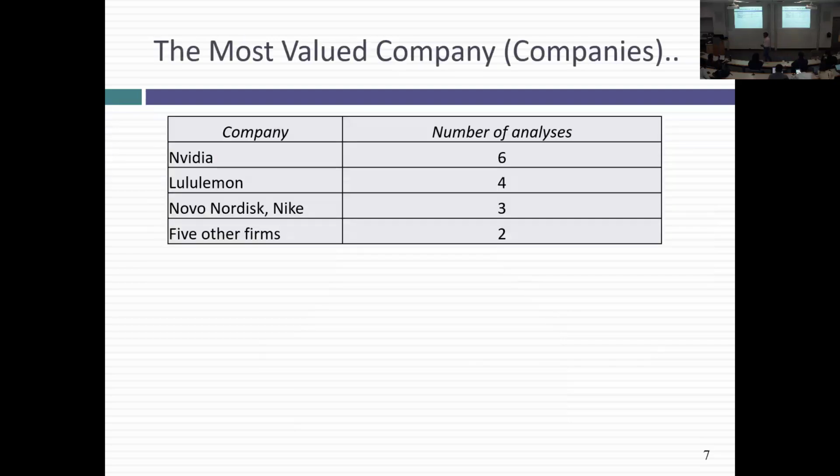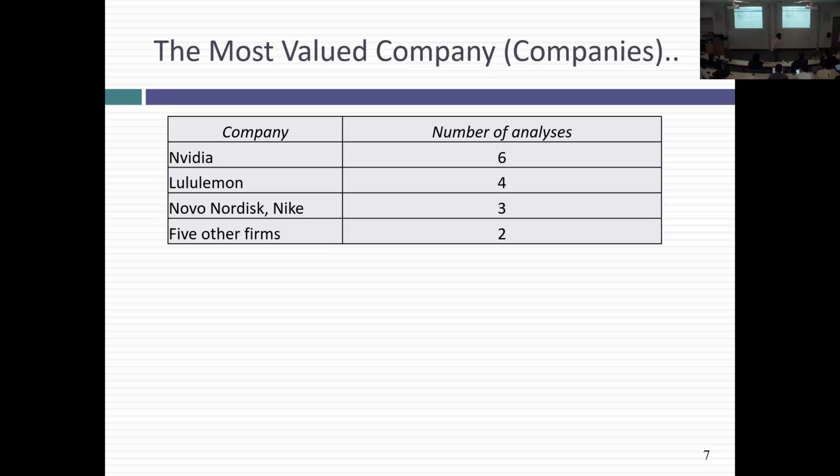So let's look at your numbers. There were 127 people in this class, I think. The most valued company is NVIDIA. Why? Because it's in the news, right? That already tells you that when you pick companies, you will tend to go with winners, because that's what you're interested in. Nobody wants to look at the loser companies.